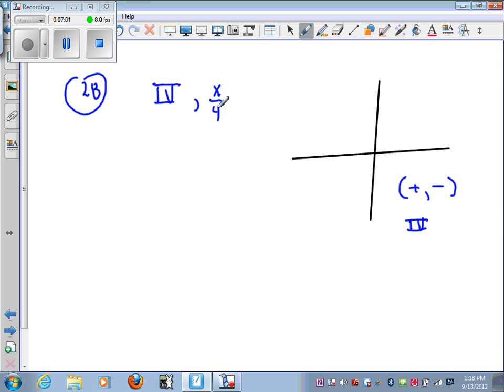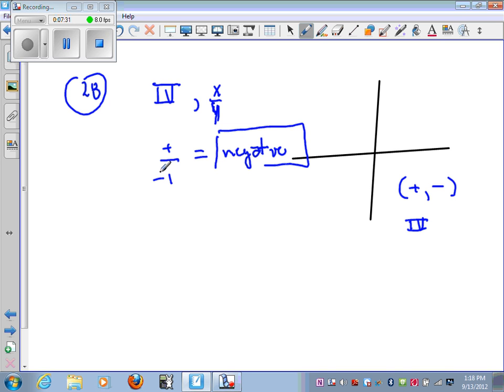So this is supposed to be y. So what this ratio is going to be is a plus on the numerator, a negative in the denominator, and that ratio is going to be negative. So that's how you do those problems. You just have to decide where you're at and how the ratio works out.